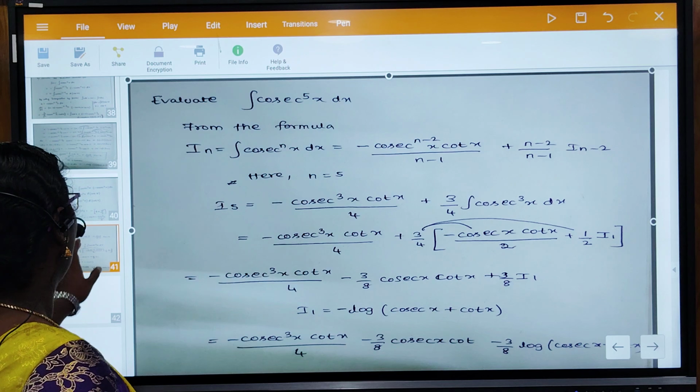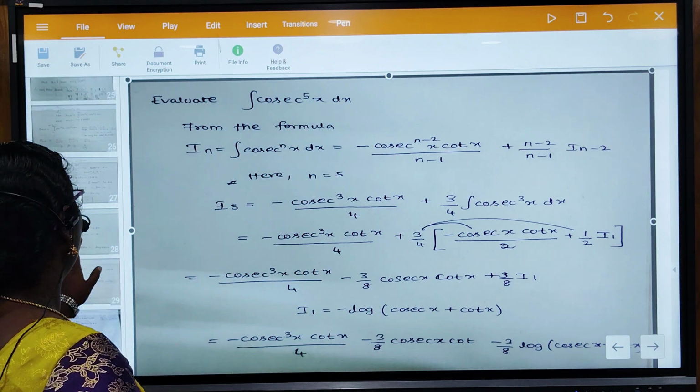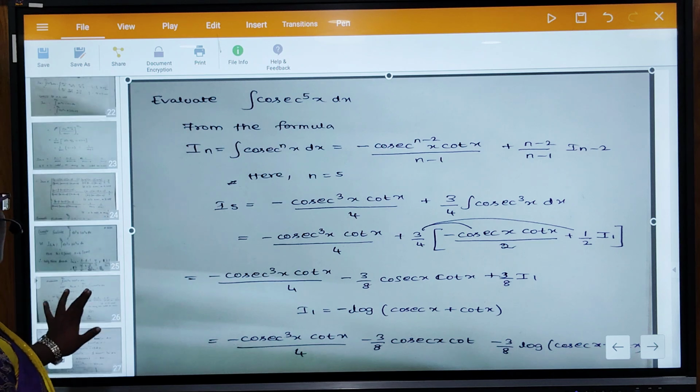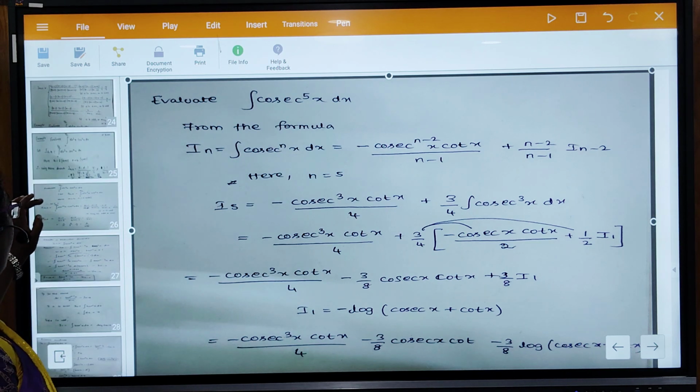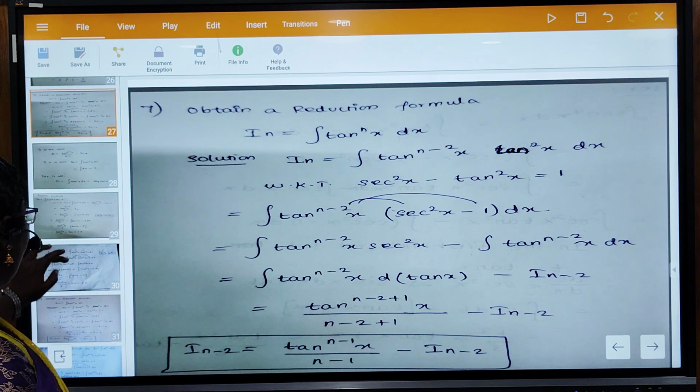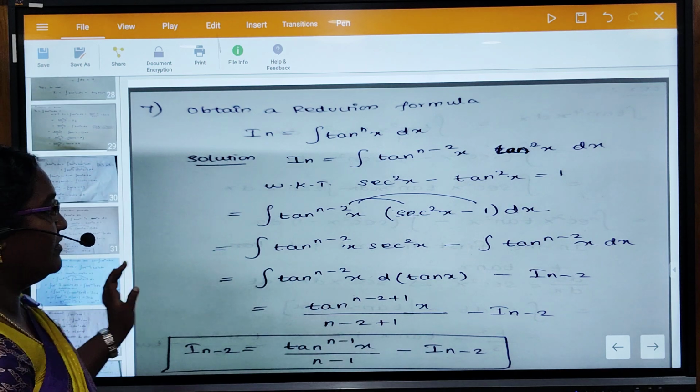So we have seen the formulas for all the trigonometric ratios: sin power n, cos power n, tan power n, cot power n, cosecant power n, and secant power n.